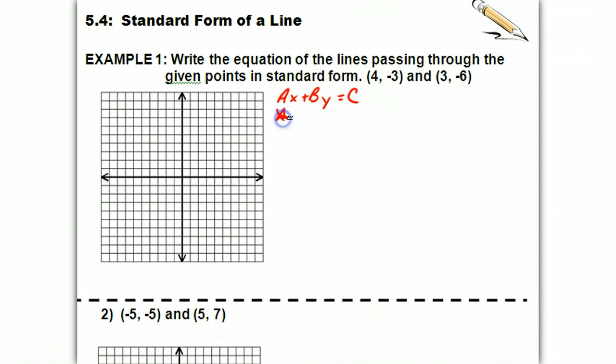And the one rule for standard form of a line is that A must be a positive whole number.